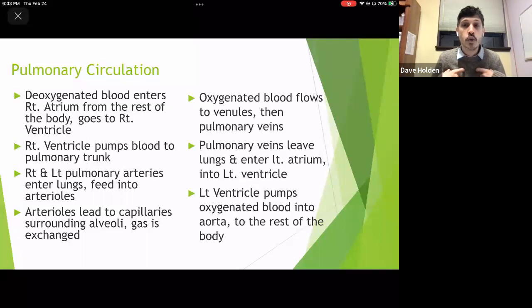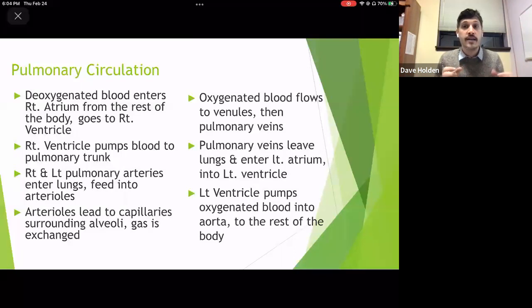So we're bringing blue blood into the capillaries surrounding all of those alveoli. The arterioles lead to capillaries surrounding alveoli. Gas is exchanged. So the blue blood turns red, right? Carbon dioxide diffuses out of the blood into the lungs, while oxygen diffuses out of the lungs and into the blood. The blood keeps on circulating.